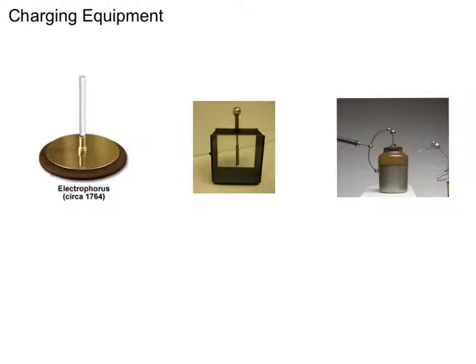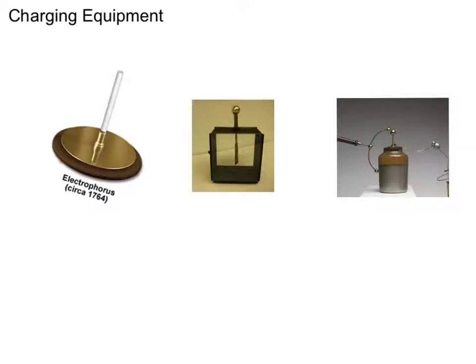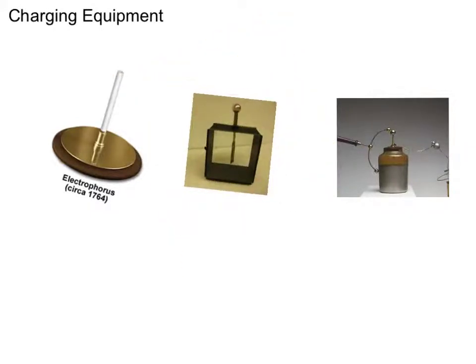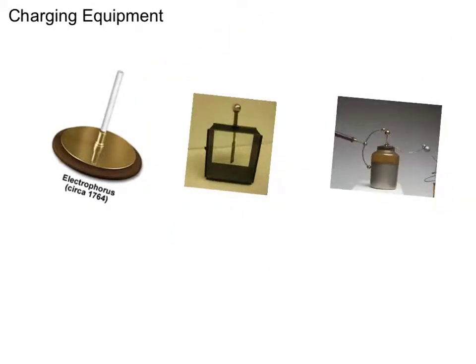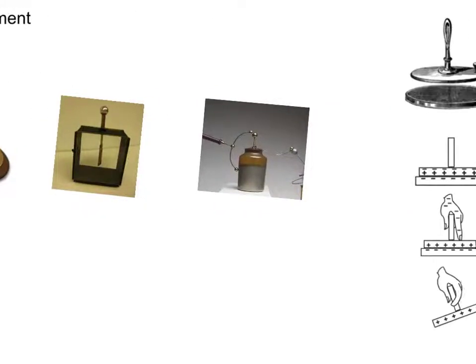So there's several pieces of equipment that have been in use for centuries for discovering things about charge. We're going to discuss these because you're likely to find references to some of them in problem situations, and you need to have an idea of what they are and what they do in order to be successful in those situations. So we're going to talk about the electrophorus, electroscopes, and Leyden jars.